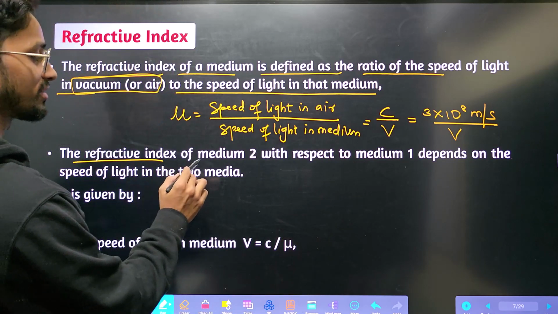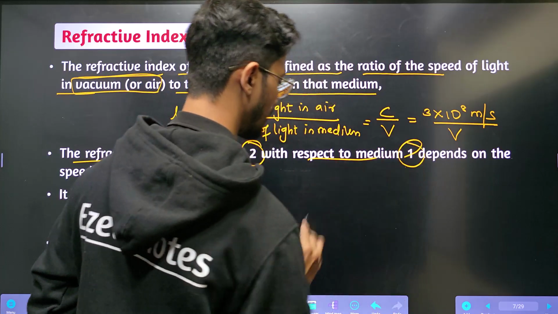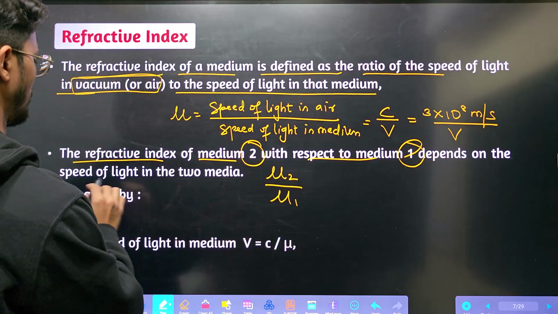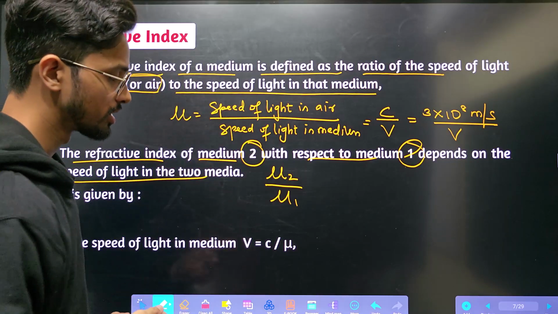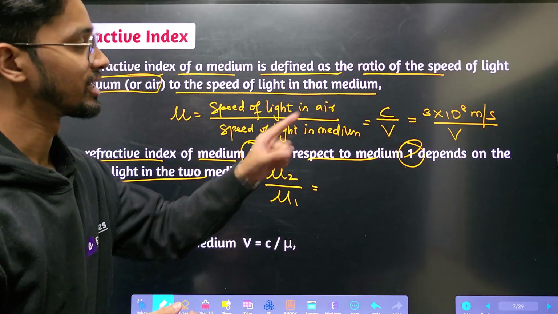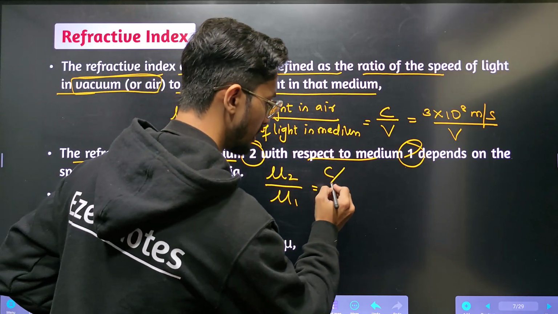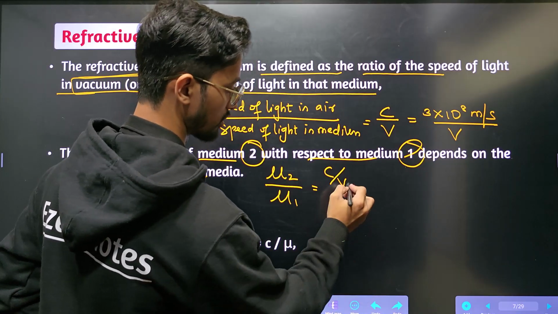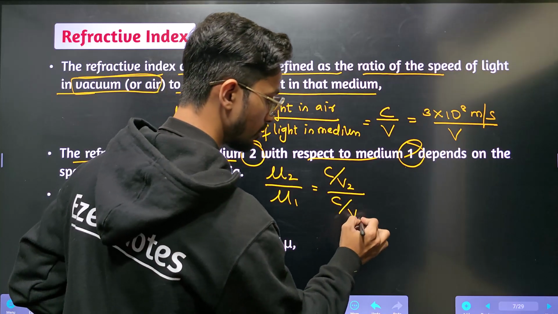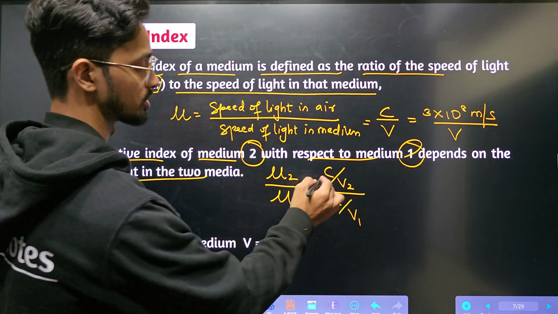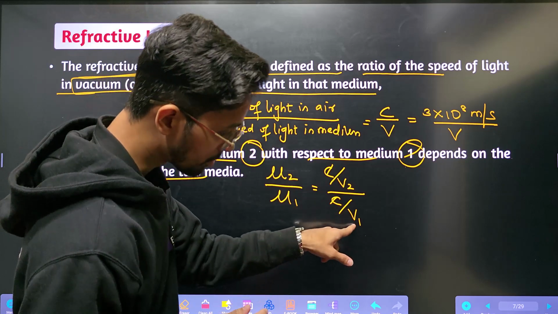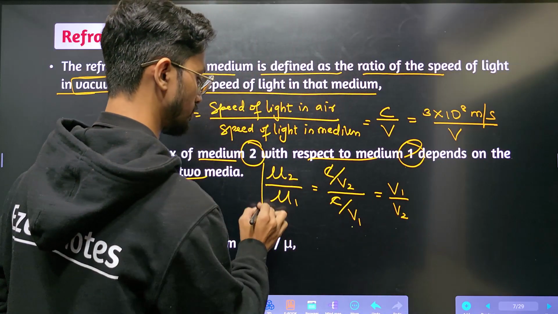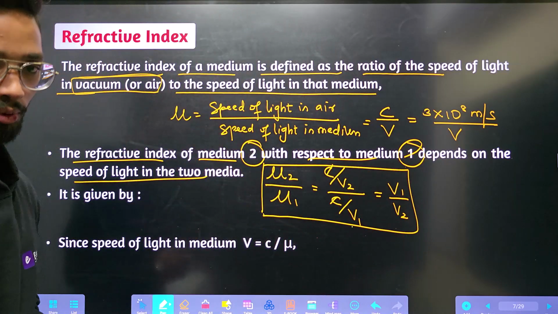Next, the refractive index of medium 2 with respect to medium 1, that is mu 2 upon mu 1, depends on the speed of light in the two media. Let us see. For mu, I can write C by V. So mu 2 upon mu 1 is C by V2 upon C by V1. C is a constant, so C and C will get cancelled. The denominator becomes the numerator, so it will be V1 upon V2. Mu 2 by mu 1 is equal to V1 upon V2.